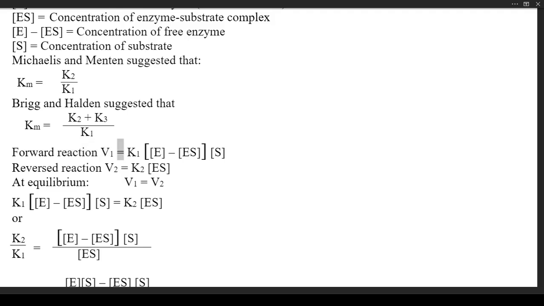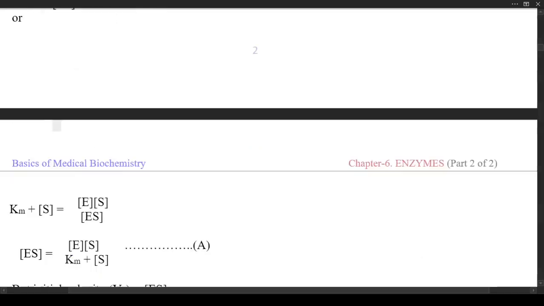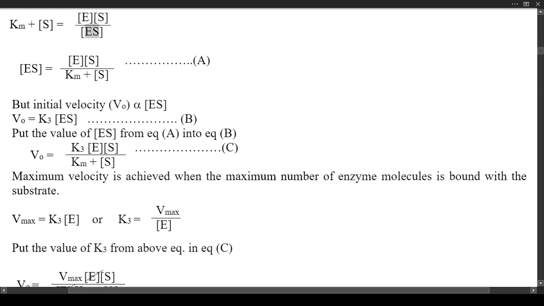Forward reaction V1 equals K1 [E][S]. Reverse reaction V2 equals K2 [ES]. At equilibrium, V1 equals V2. K1 [E][S] equals K2 [ES]. Rearranging, K2 over K1 equals [E][S] over [ES], which is Km. Solving for [ES] gives [ES] equals [E][S] over Km, or [ES] equals [Et][S] over Km plus [S]. Equation A.